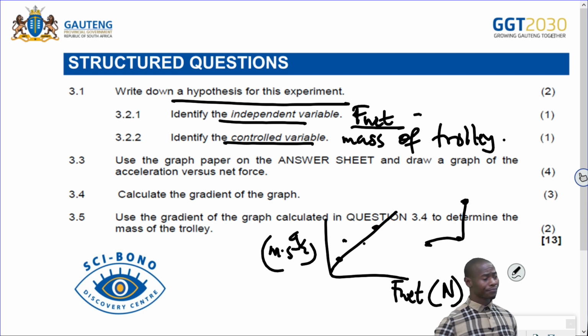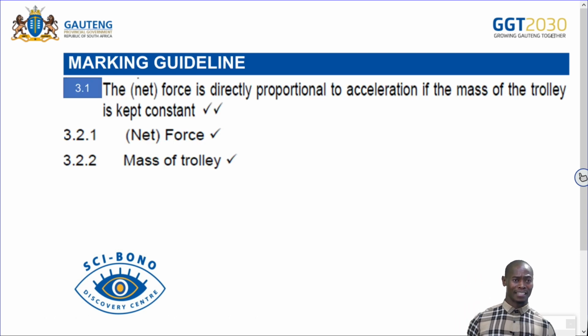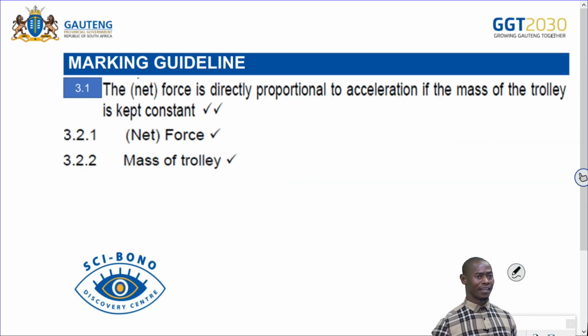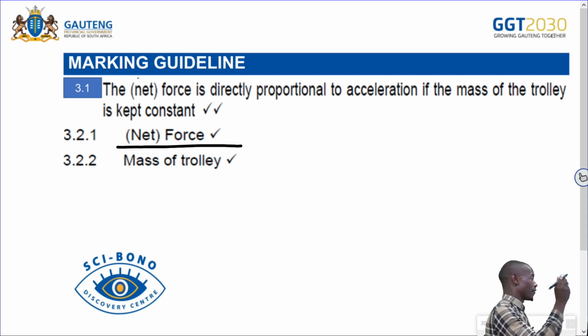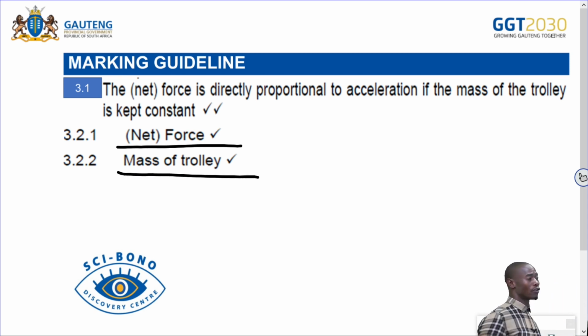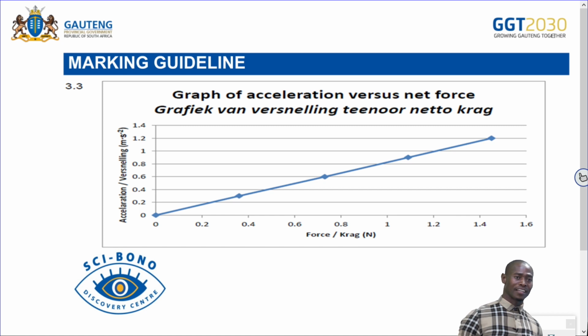All right. Then, so let's check here the graph. You can see, okay, before that, give us the hypothesis. Net force is directly proportional to acceleration if the mass of the trolley is kept constant, or you can say as net force increases, what happens to the acceleration? The acceleration will also increase. All right. Then they wanted us to give the independent is the net force or the force. Then the control is the mass of the trolley.